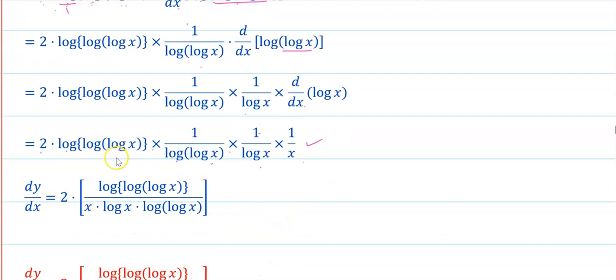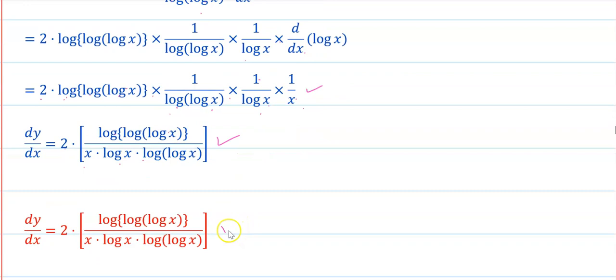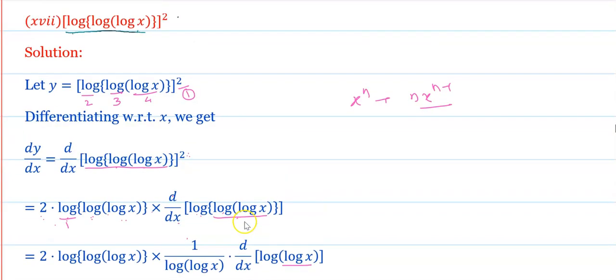Now the simple multiplication is here. That is, we have taken the 2 outside this bracket. Log of log x. Here is the log of log x. Again, 1 upon x into log x into log of log x, and this is the final answer. Okay. Again you can see here.